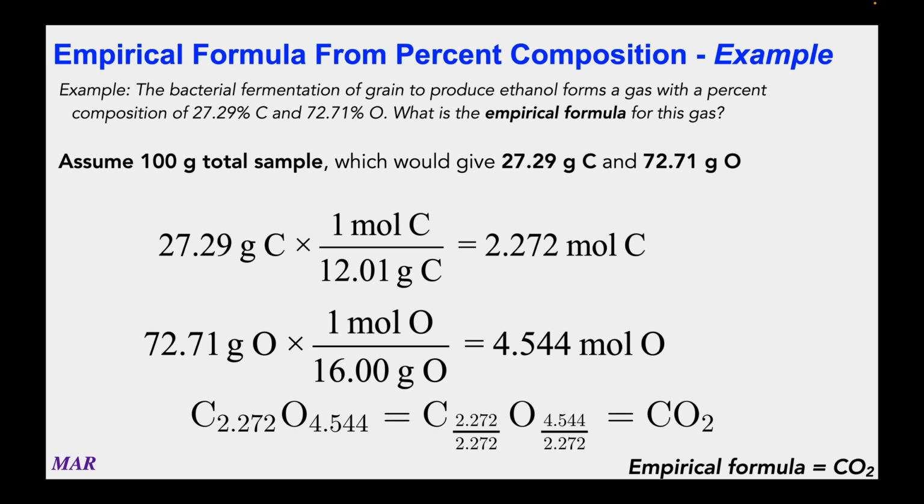Empirical formula here: CO2. So again, very similar to what we just did, just assume percentages. You want to turn them into grams. I would assume 100 grams, then grams to moles, compare the moles, empirical formula, good to go.